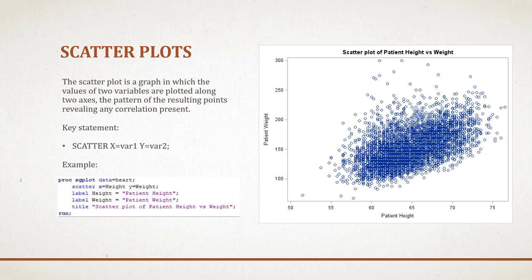The scatter plot displays the values of two variables along two axes. The pattern of the resulting points may reveal any correlation present in the data between the two variables. Usually we summarize two different quantitative variables this way.